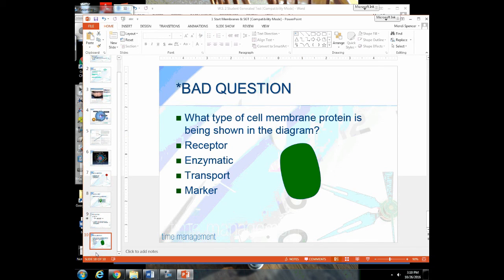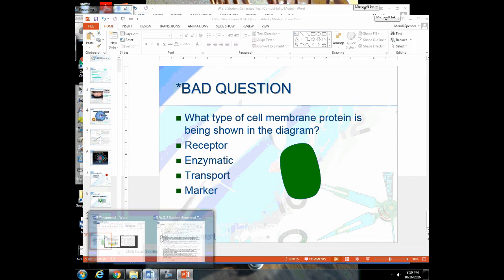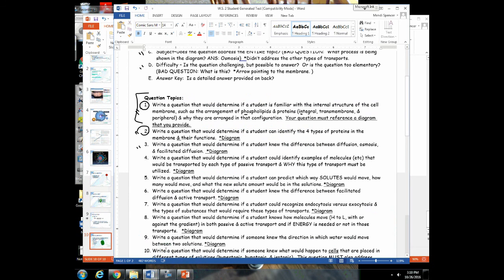You can't just draw a protein and expect me to know that's an enzymatic protein. I have to see substrates coming in and products coming out for me to identify that the protein you diagrammed is an enzyme. Also remember, don't ask about just one type of protein. We want to make sure that they can identify and tell us a little bit about receptors, enzymes, transports, and marker proteins. And again, that has to relate to this second topic, the different types of proteins that can be embedded in the membrane.